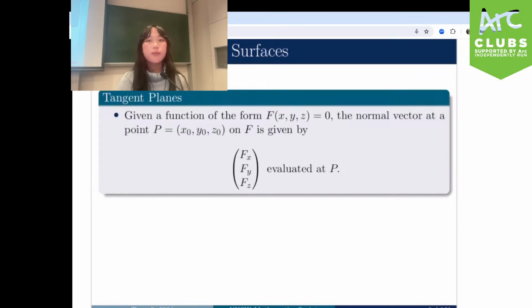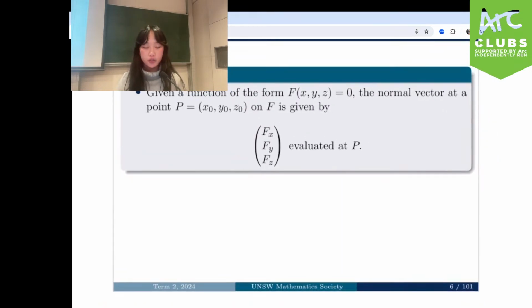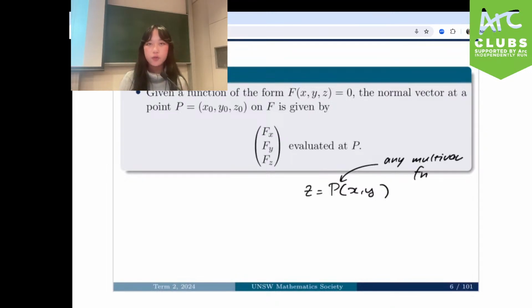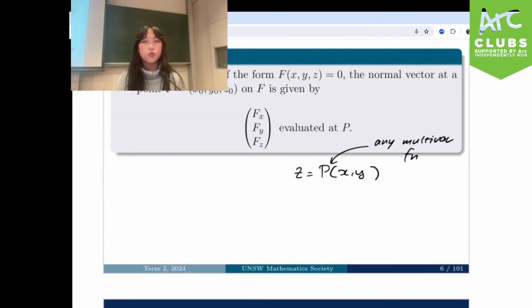So before we think about tangent planes and normal vectors and all of that fun stuff, one thing that we need to be aware of is that an expression or a function in this form, where P is just any multivariable function, and x and y are obviously your parameters, z is also a variable. If we want to geometrically represent this, it would be a surface in 3D space.